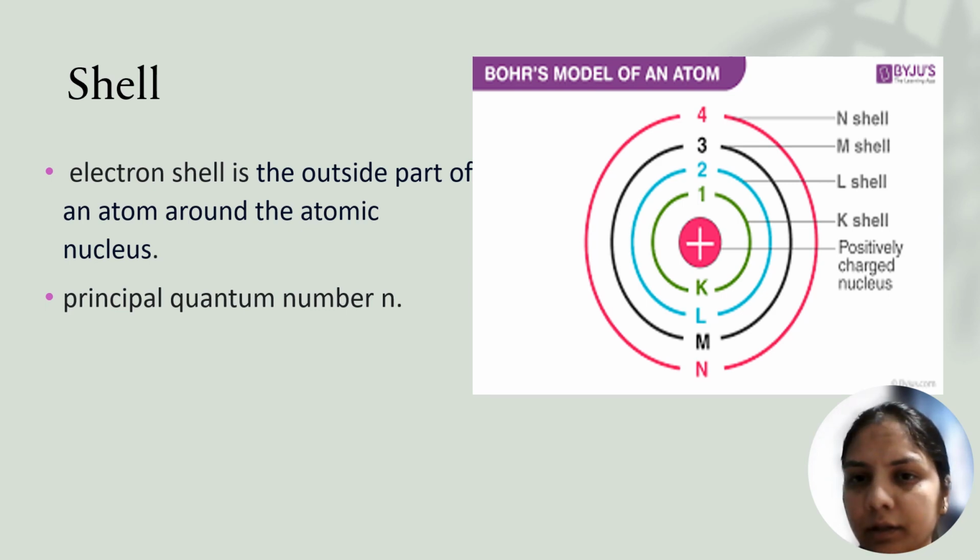n is 1, 2, 3 and 4, and alphabetically n equals 1 means K shell, n equals 2 means L shell, n equals 3 means M shell, n equals 4 means N shell, and so on.